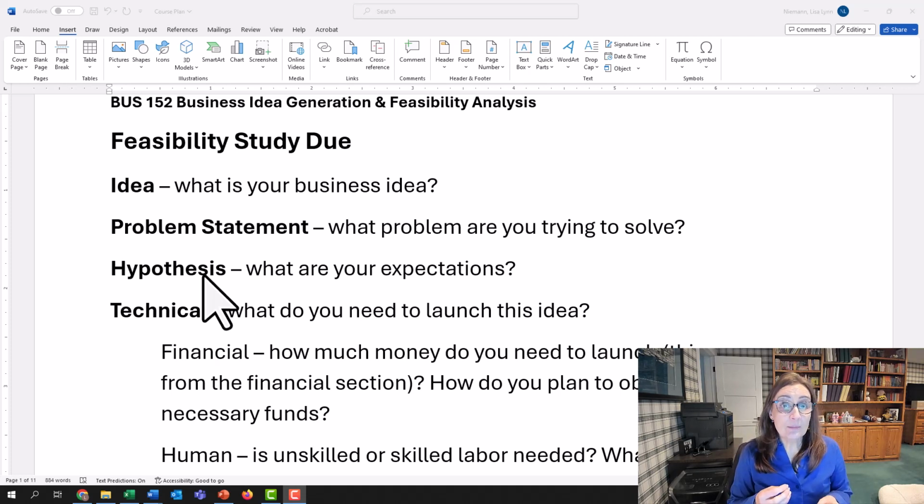So the problem statement is, what problem are you trying to solve? Any good business idea, whether it be a service or a product, is trying to solve a problem. And then your hypothesis is, what are your business expectations? What do you want to have happen?